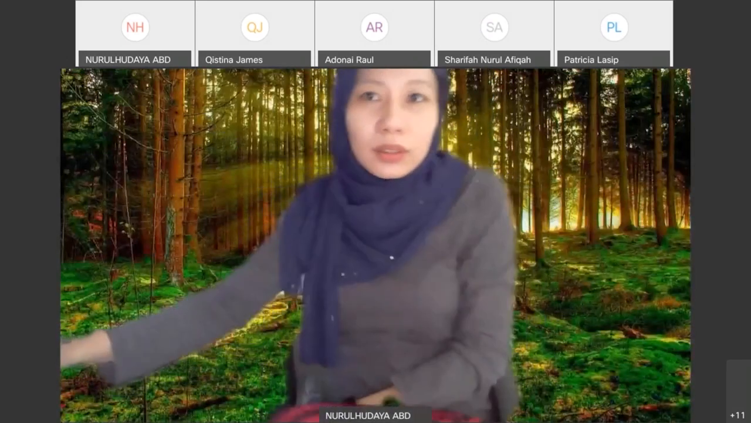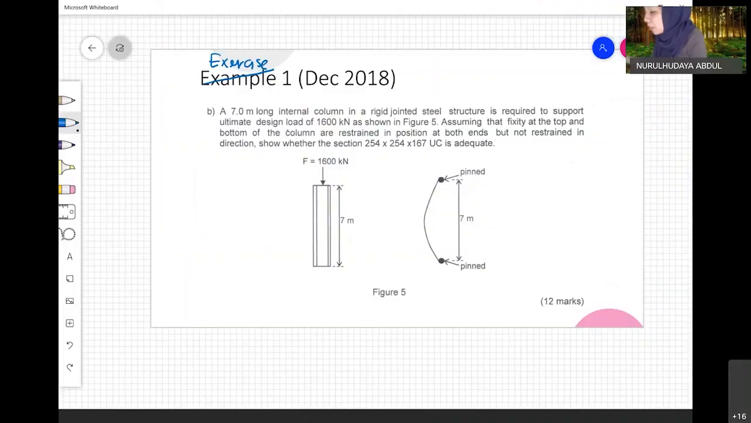Assalamualaikum and good afternoon. This question I took from the December 2018 past year question, so you can refer to it. This is a typical question that will come out in the final, but the final can be many things, not only limited to this kind of question.